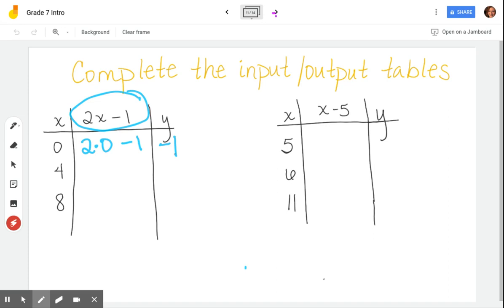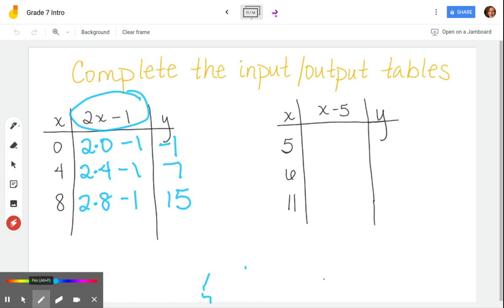If I put in a 4, I'm going to do 2 times 4, which is 8. 8 minus 1 is 7. If I put in an 8, 2 times 8 is 16. 16 minus 1 is 15. That's my input-output table.